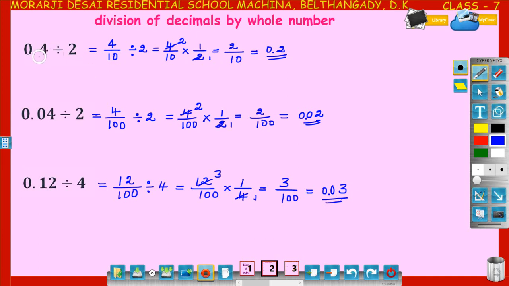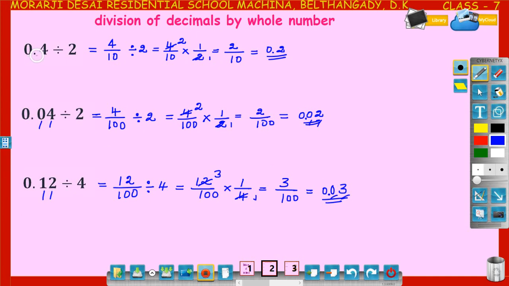Now how can we divide the decimals without converting into fractions? See here, after the decimal point, here we have 1 digit after the decimal point. In the answer also we have 1 digit after the decimal point. In the second example, here 2 digits after the decimal point. In the quotient also, in the answer also we have 2 digits. See the third example, here we have 2 digits after the decimal point. In the answer also we have 2 digits after the decimal point.